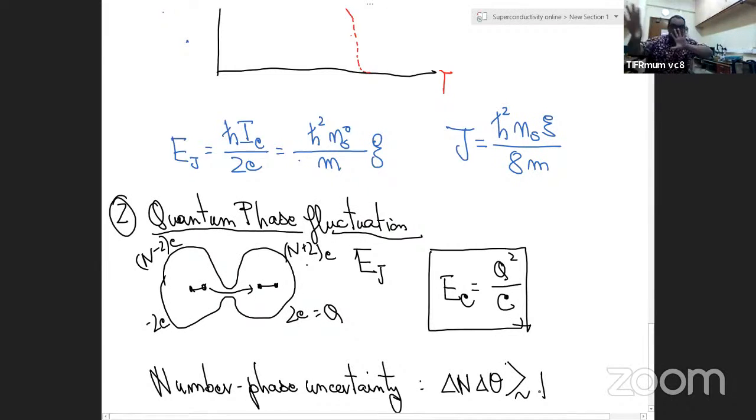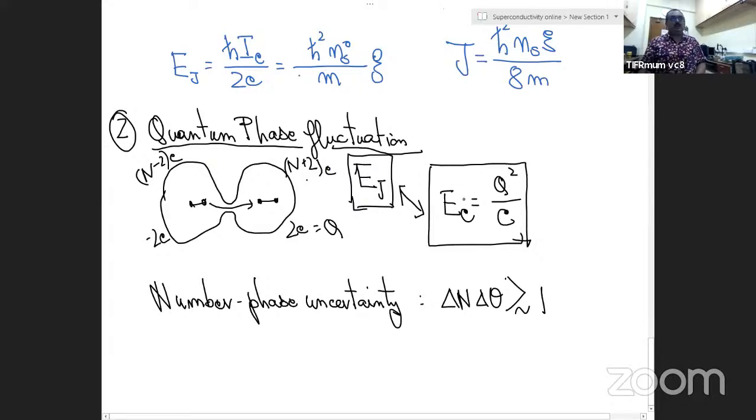Delta n is the number fluctuation of particles in the two islands. In other words, delta n is the number of charges that are passing through the weak link, and delta theta is the fluctuation in the phase. Okay? So this is an effect that does not depend on temperature. It depends on two energy scales. The first energy scale is EJ and the second energy scale is EC. It's a competition between this Josephson energy scale and this Coulomb energy scale. And if the Coulomb energy scale wins, then you will have a large delta theta, which means that you will have a large phase fluctuation even at T equal to 0.